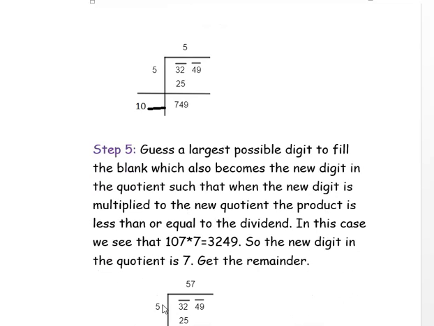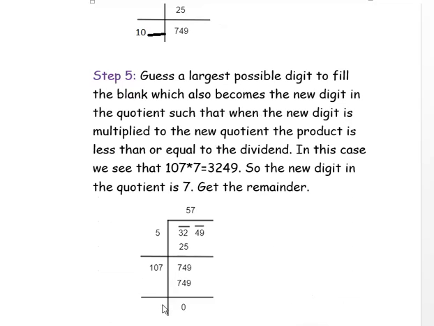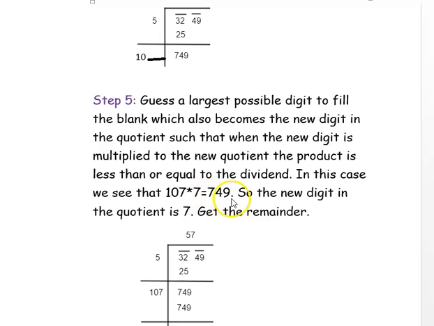In the fifth step, I want to find a number to suit this dash, such that the number you write in the dash becomes the next quotient. The same number you have to write here and also here. So if you write 101, then you write 1 here, and 101 into 1 is 101. In the same way, if you write 102, then you write 2 here and multiply 102 into 2. Like that, I have tried all the numbers and I got the result 107 into 7 as 749.